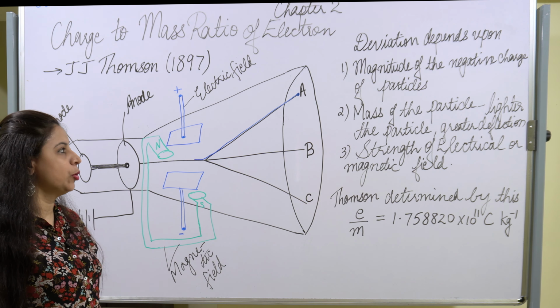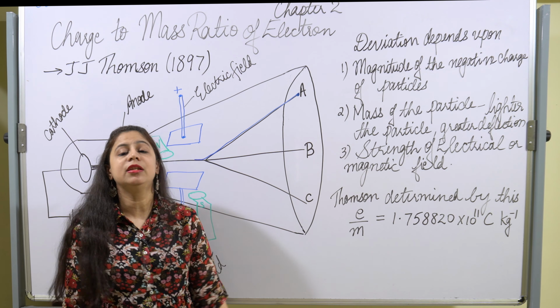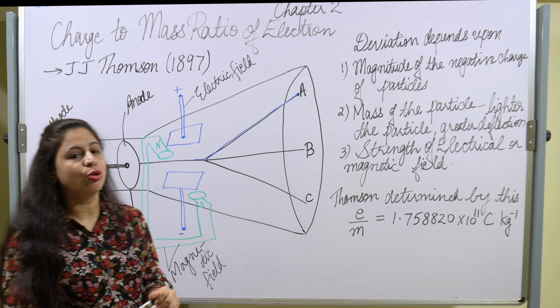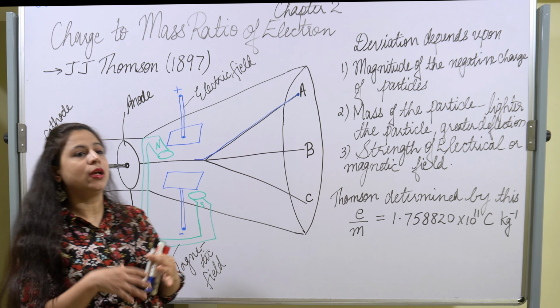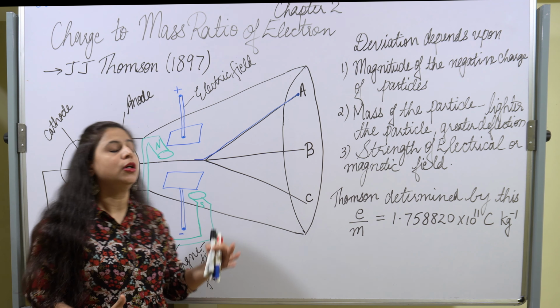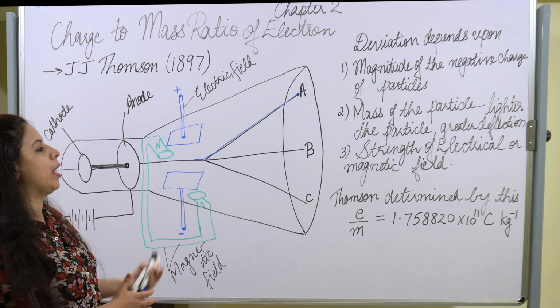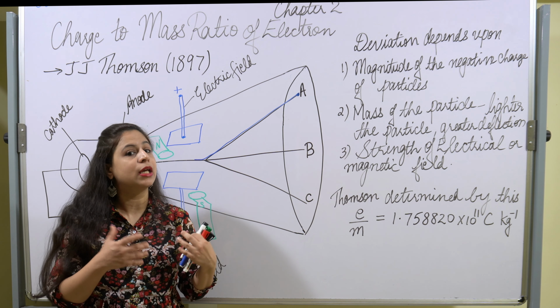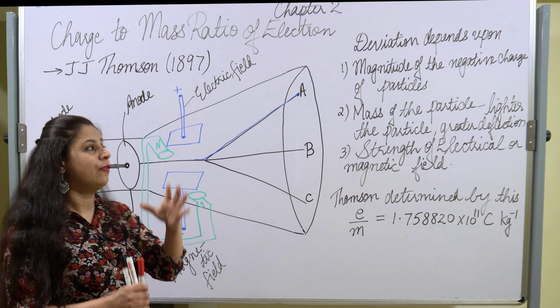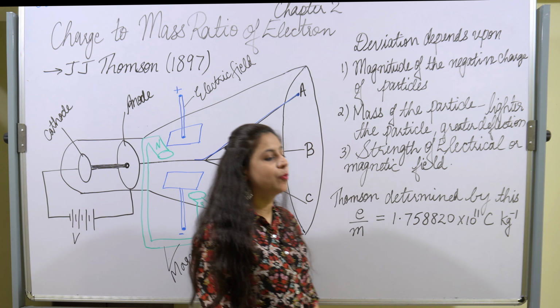So he got different positions over here. He got A, B and C, 3 different positions over here. So from those positions, he kept on experimenting, he kept on thinking what is going on over here, why this is happening. He kept on thinking, he kept on experimenting, and he found out that the deviation depends upon three factors.